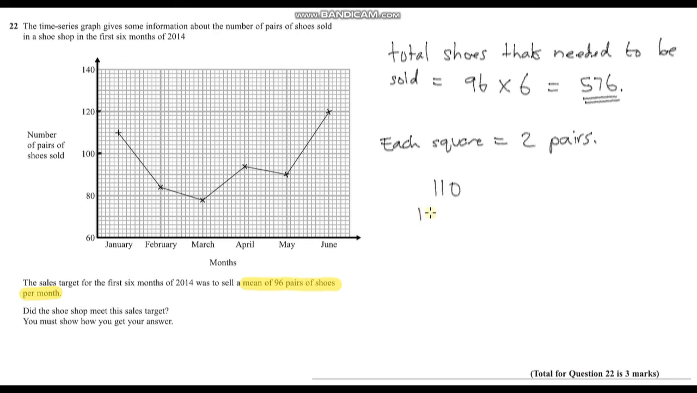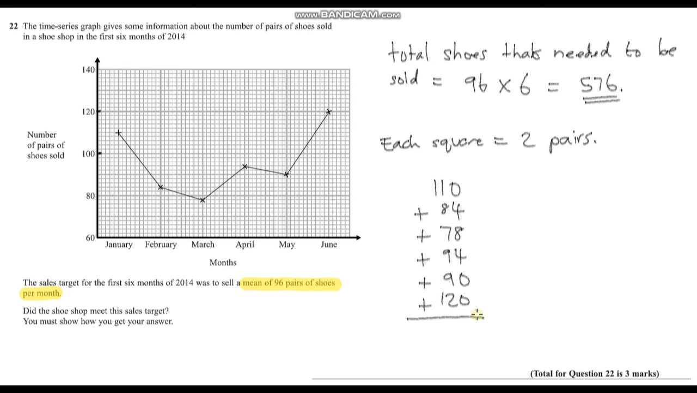So we've got 110. This one here is going to be 82, 84. This one down here is 80. Take away 2, that's 78. This one here is going to be, well, I can see that's 90, 92, 94. This one here is bang on 90. And finally, this one here, that's bang on 120.